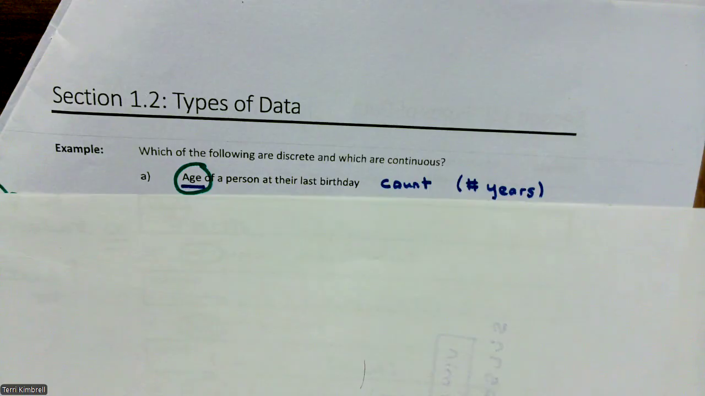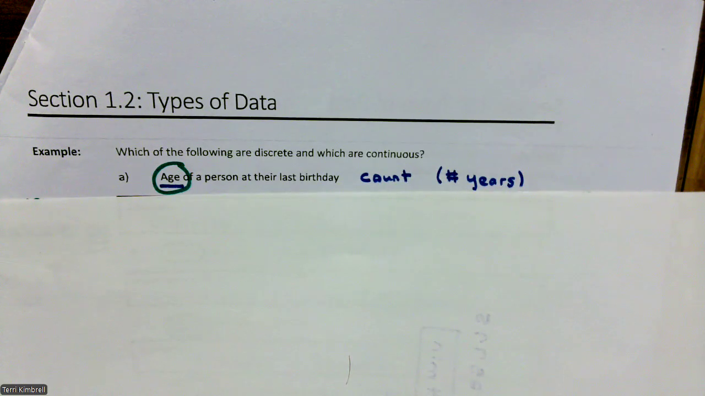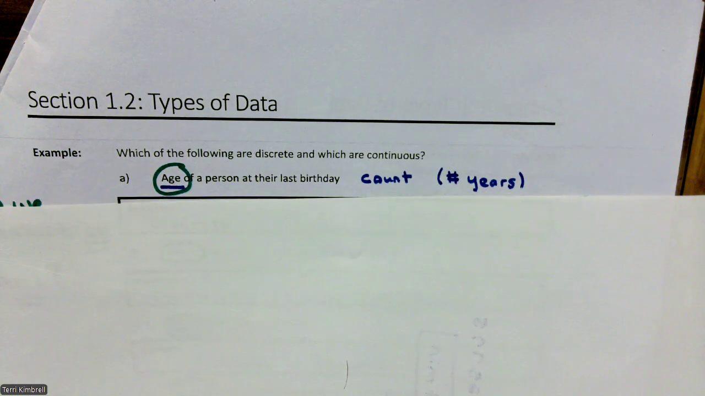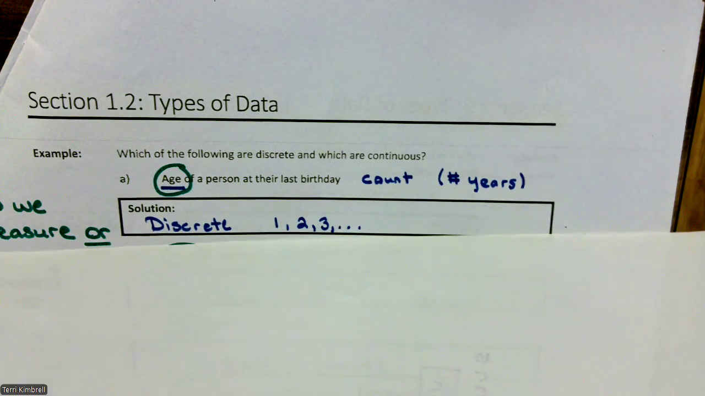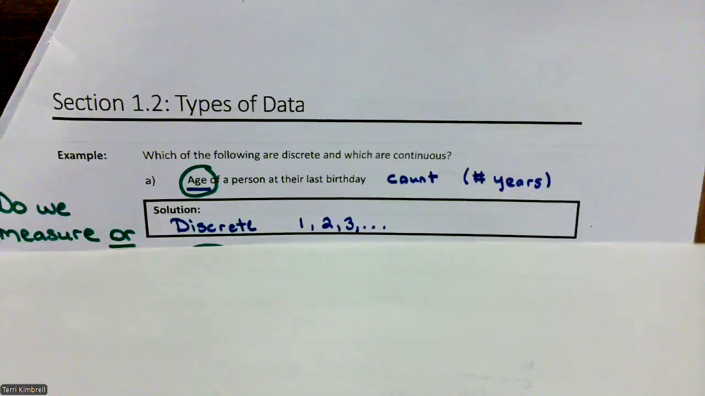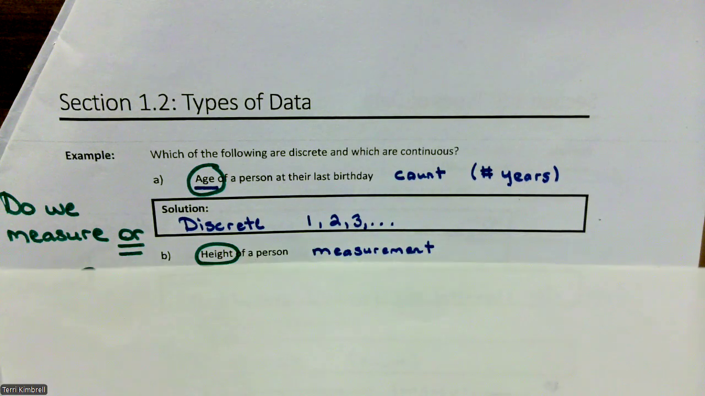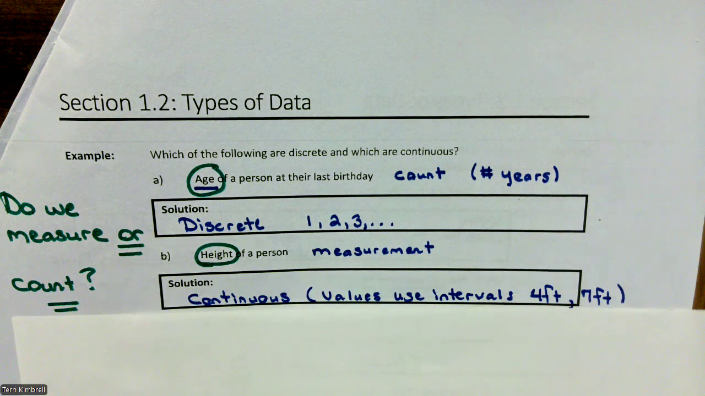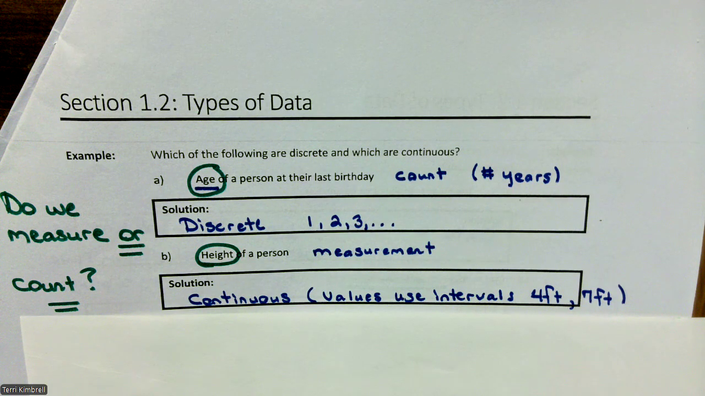So as we look at the examples, we're deciding if it's discrete or continuous. The age of a person. The age can be counted. You tell the number of years. Therefore, it is discrete. Number 2, the height of a person. Height is a measurement. Therefore, it is continuous. It uses intervals. 4 feet, 4 feet 1, 4 feet 1.5, 4 foot 2. It uses all kinds of intervals. Continuous. Remember, ask yourself, do you count or measure?